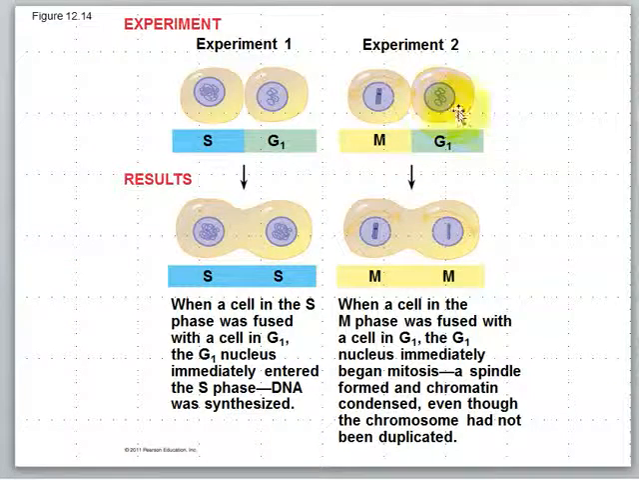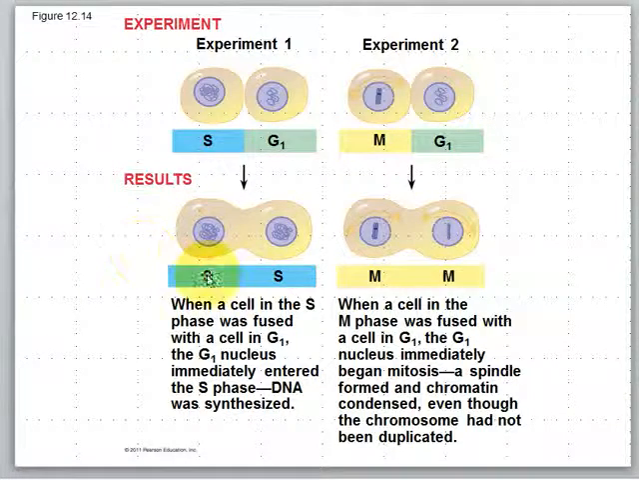In experiment 2, they took a cell that was undergoing mitotic division, so it was in the M stage, and they fused it with a cell that was in the G1 stage. When they came back a short time later, both of them were in the mitotic phase. Even this G1 cell, remember in G1 you haven't even replicated the DNA yet, but it didn't matter. The cell went ahead and started going through mitosis even though it didn't have another copy of the DNA. The chromosomes hadn't been duplicated. So what this seems to indicate is that there are chemical signals within the cytoplasm that kick this process off.